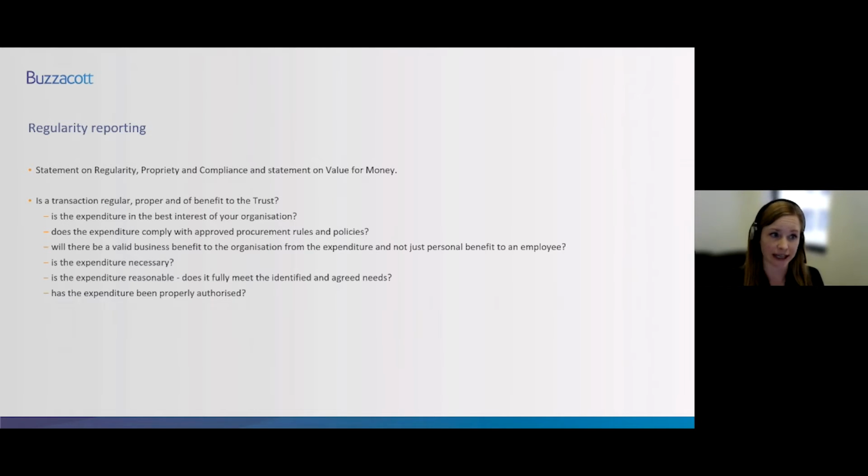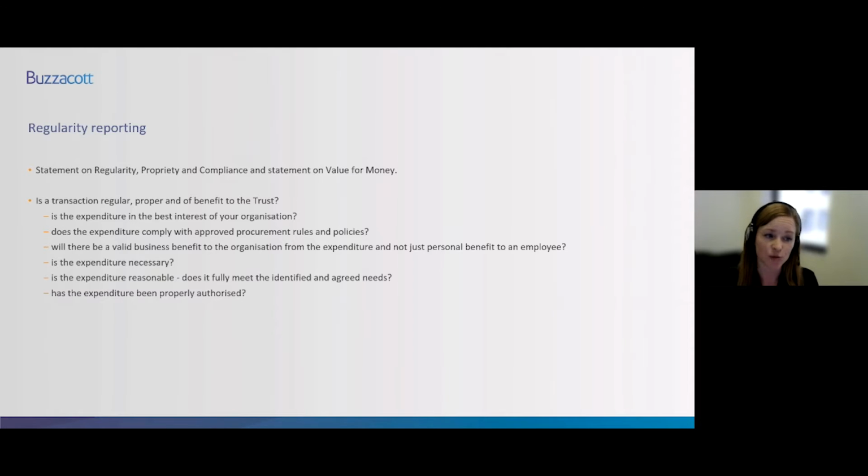So looking at that reporting in more detail, more on those two statements that the accounting officer is required to produce annually. The first, the statement on regularity, propriety and compliance, and the value for money statement. So what do those terms mean? The terms are defined in the HM Treasury publication Managing Public Money, and this is summarised in the Academy Accounts Direction. So firstly, regularity. That means that public money has been spent for the purpose intended by Parliament.